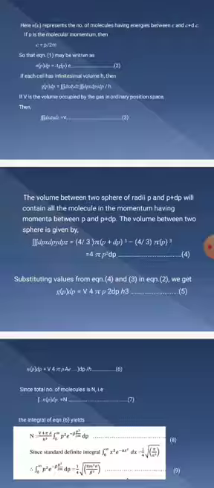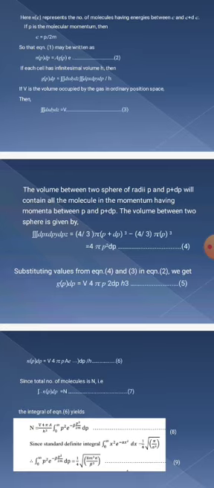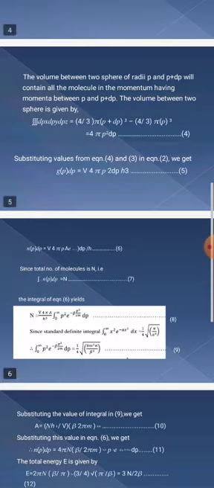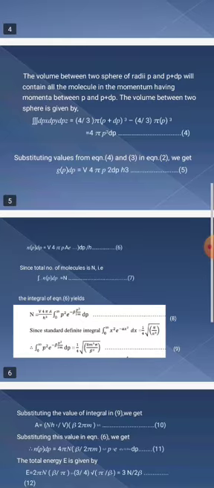The volume between the two spheres is given by the integral of dpx dpy dpz, which is equal to 4 by 3 pi (p plus dp) whole cube minus 4 by 3 pi p cube, which is equal to 4 pi p square dp. Substituting the values from equations 4 and 3, we get g(p) dp equal to V 4 pi p square dp by h cube. For the total number of molecules, considered as N, the integral of N(p) dp is equal to N.